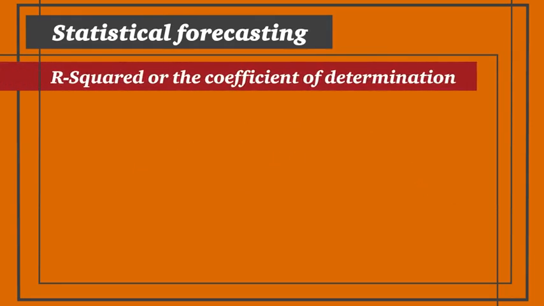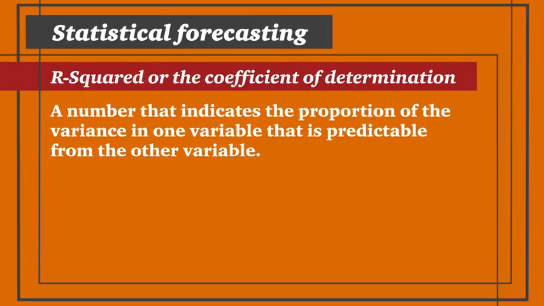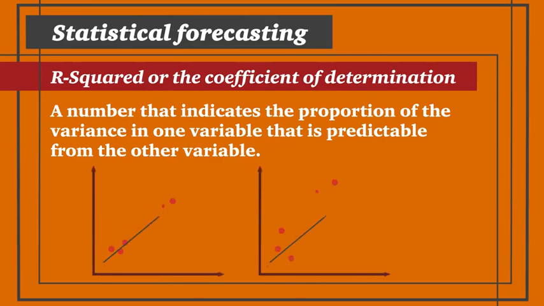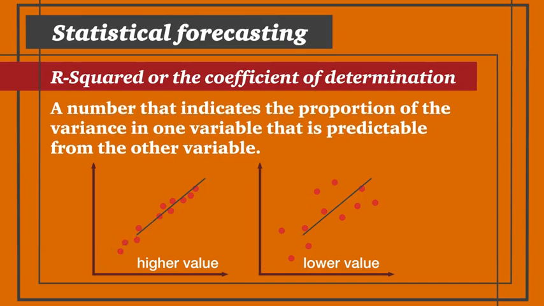R², or the coefficient of determination, is a number that indicates the proportion of the variance in one variable that is predictable from the other variable. A higher R² value indicates a better fit of our statistical measurement of the relationship between the variables to the data itself. The definition above is important to note. It has a similar interpretation as correlation, though since it is squared, the direction of the relationship cannot be determined.